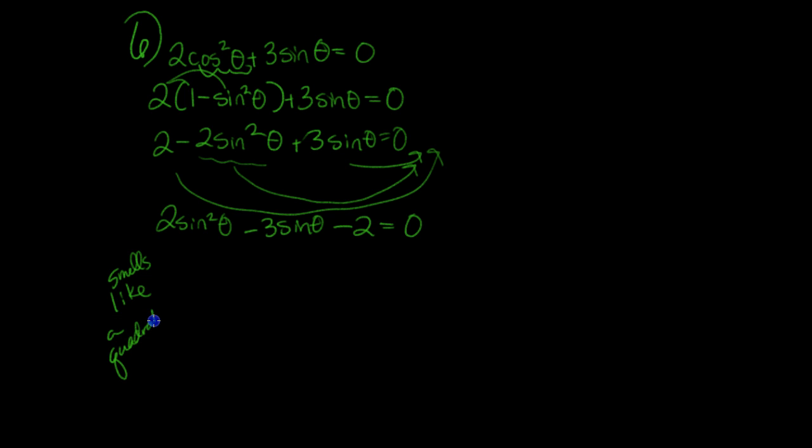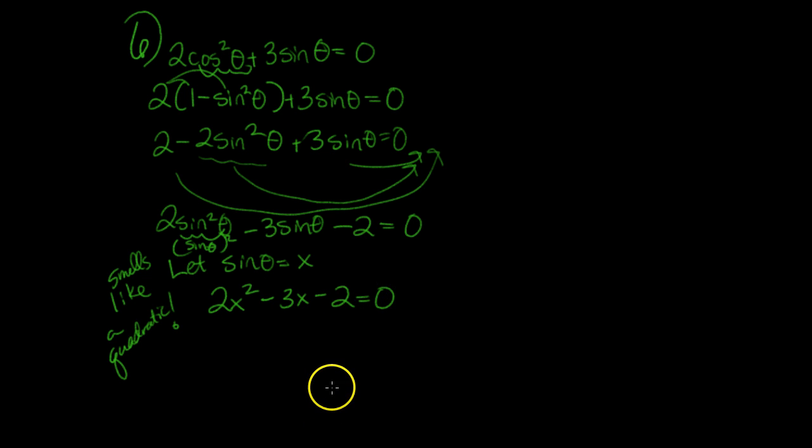So this is where your strong algebra skills come in handy. So what we're going to do is, I'm going to do that right here. Let sine theta equal x. So remember, this is equivalent to sine theta quantity squared. That's what that squared means. So now I have 2x squared minus 3x minus 2 equals 0. And look, it's a simple old quadratic.